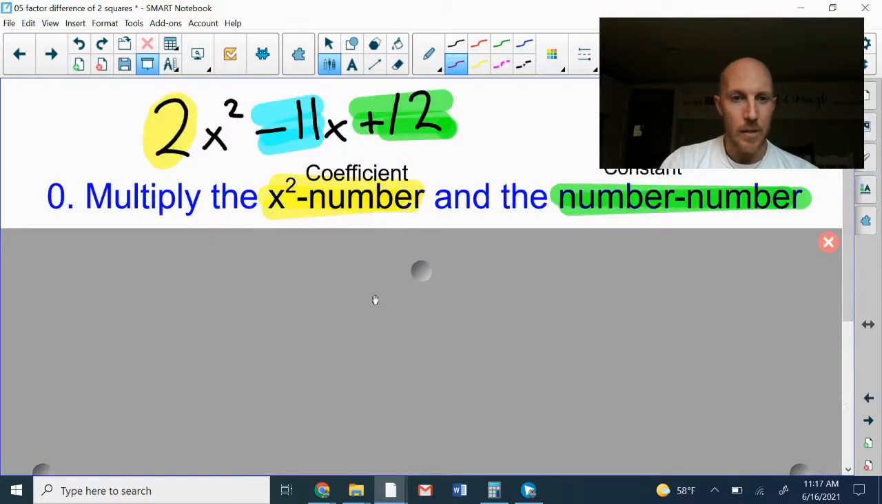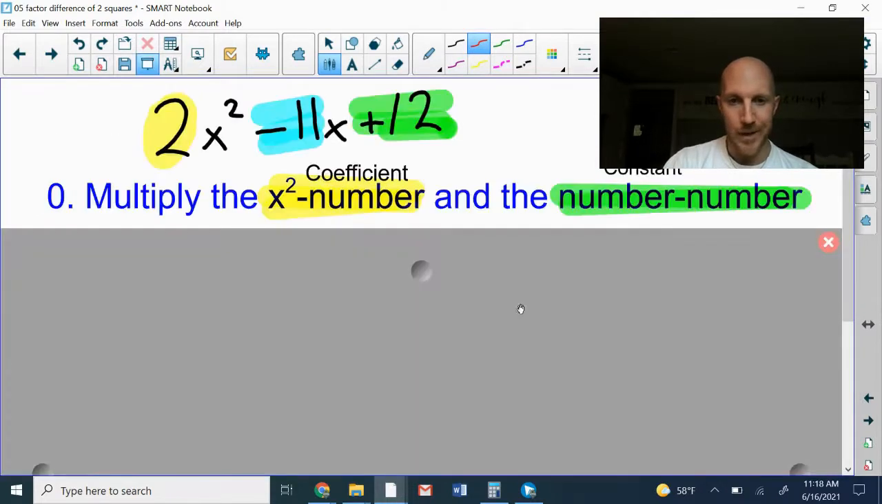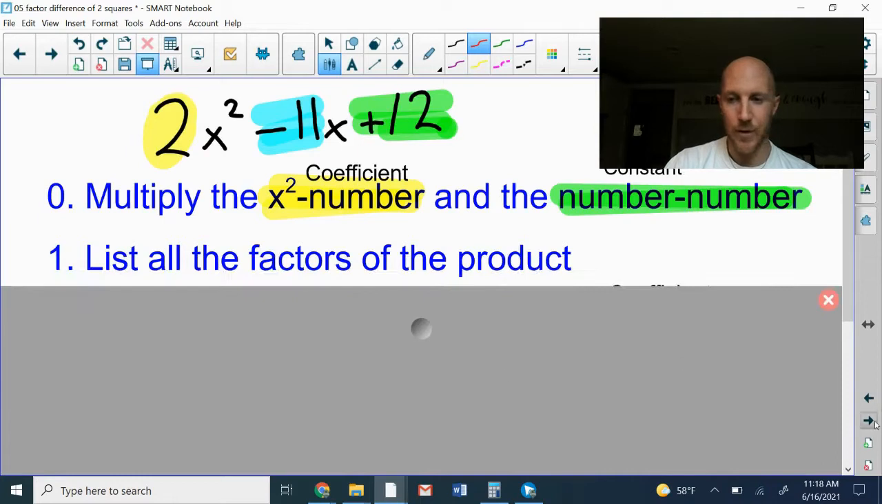So multiply the x squared coefficient and the constant. That is our first step. So that's going to be the 4 in green and the -9 in blue. Those multiply. 4 times -9 gives me -36. And then my next step, list all the factors of that product.